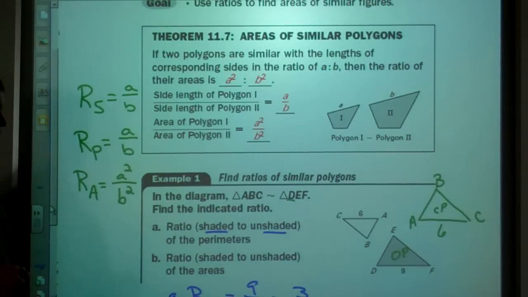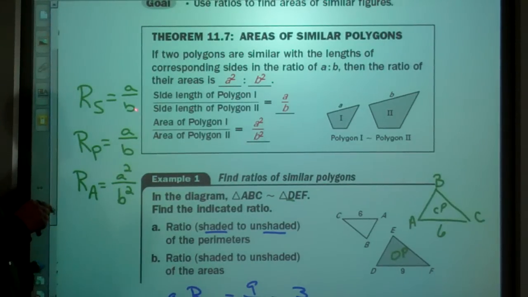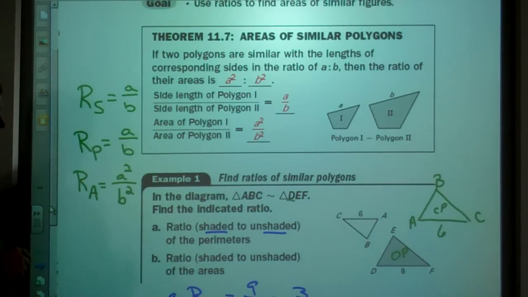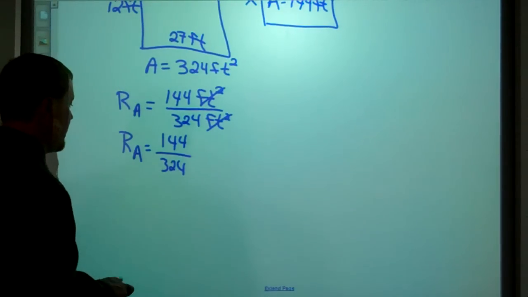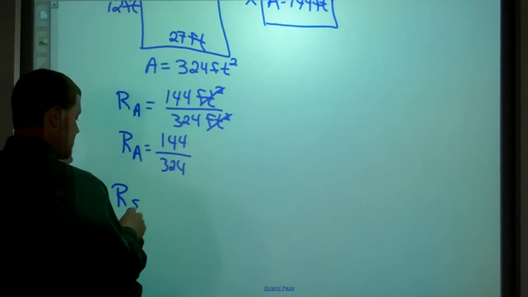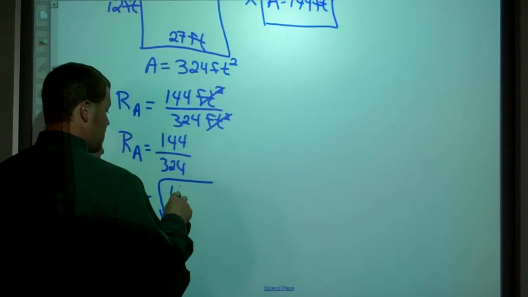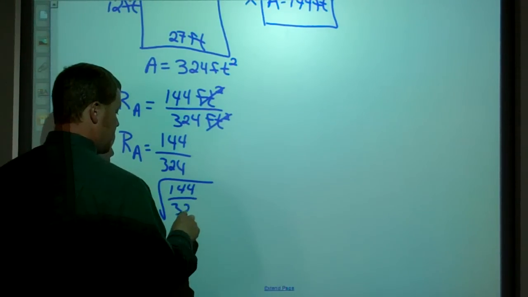Right now, for this problem that we're working on, we have the ratio of the areas. How do we go from here back to there, the ratio of the sides? We have to get rid of this squared, right? So we've got to take the square root of that. So the ratio of the sides is going to equal the square root of 144 to 324.